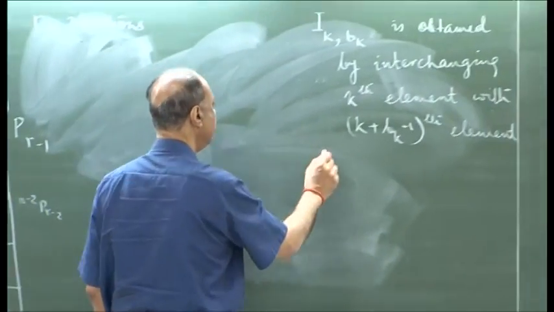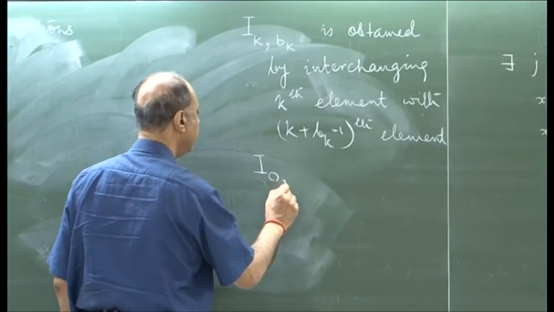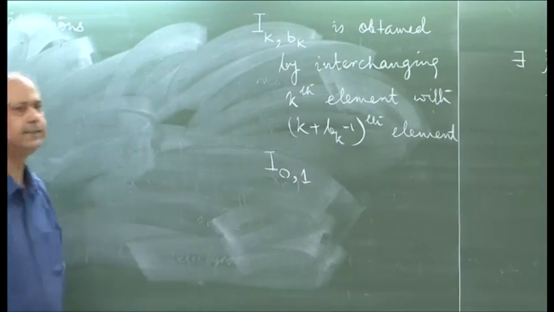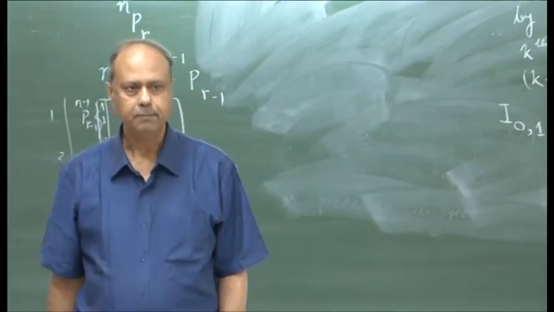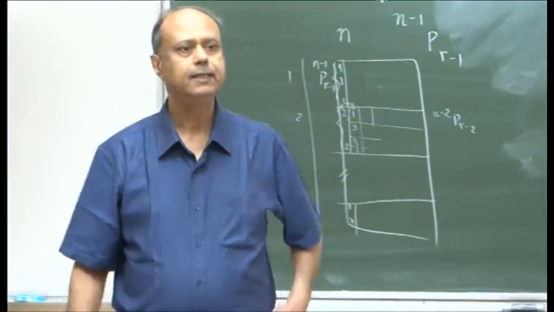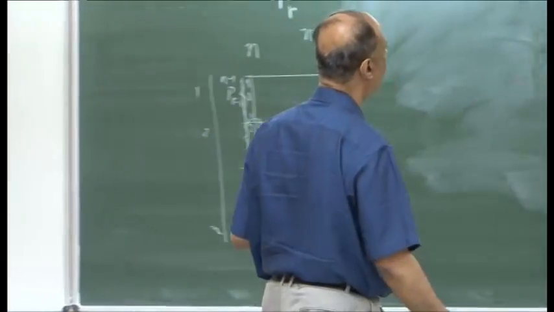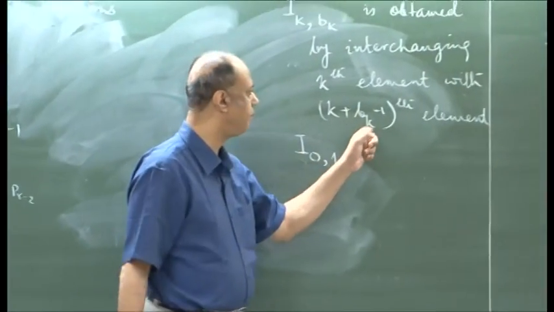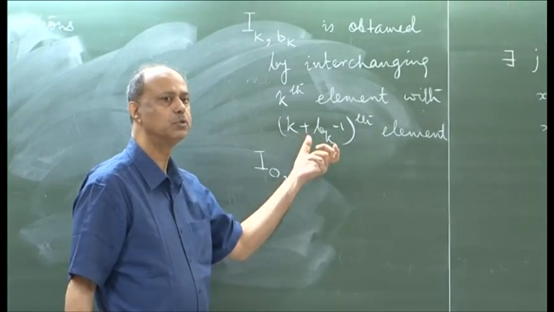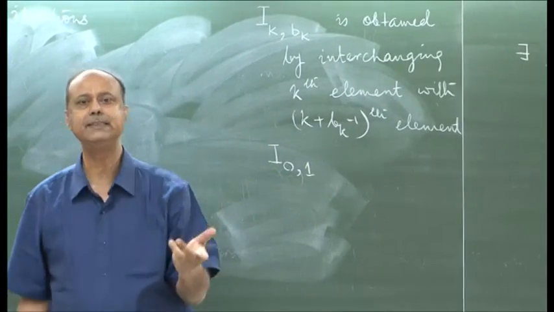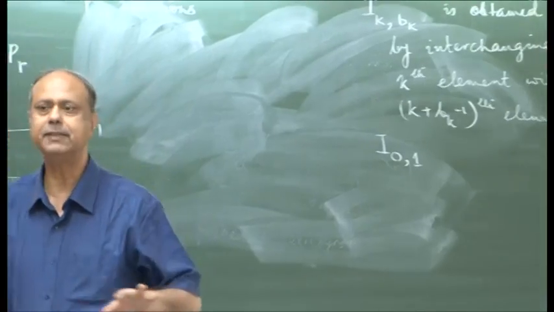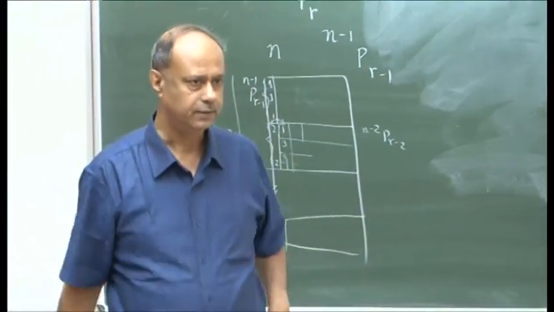Now, initially I_0(1) means that it is not doing anything because k is 0 and b_k is 1. This is also 0. So the 0th element is interchanged with the 0th element. Nothing is there. That is a standard one.